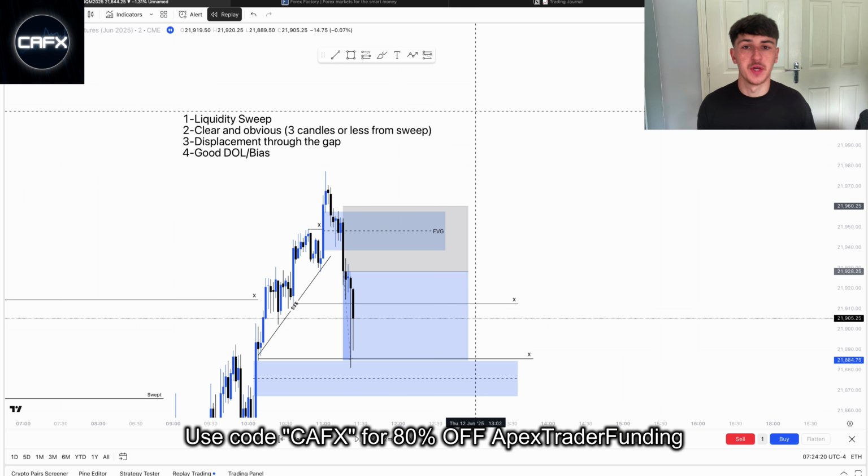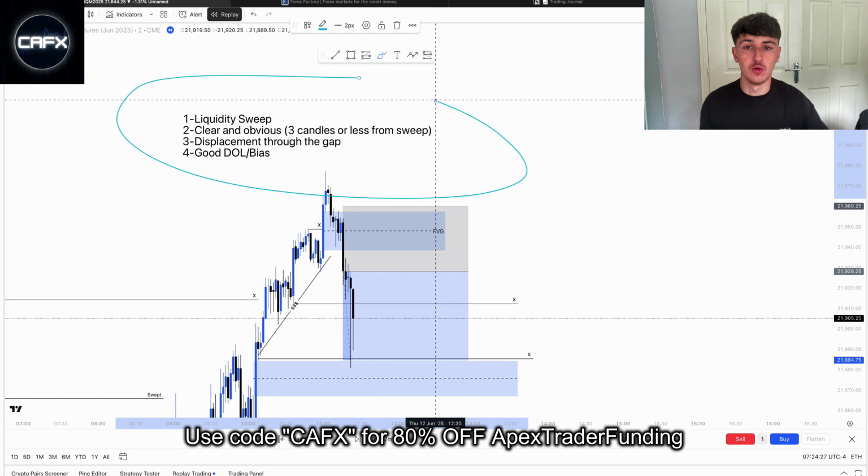But yeah, go back test this model, go forward test this model, and I can almost guarantee if you follow this 4-step criteria, you will be profitable.